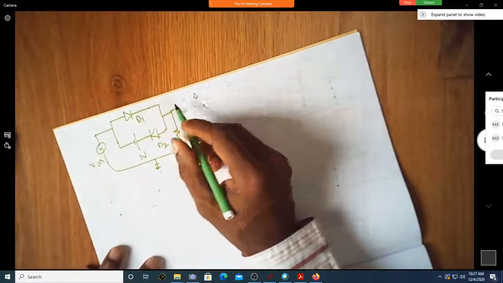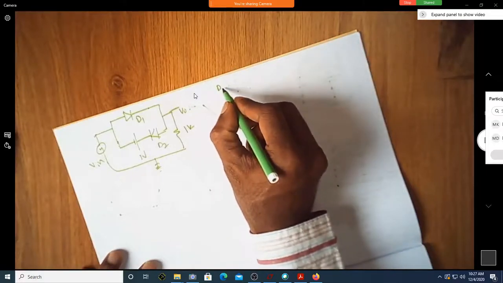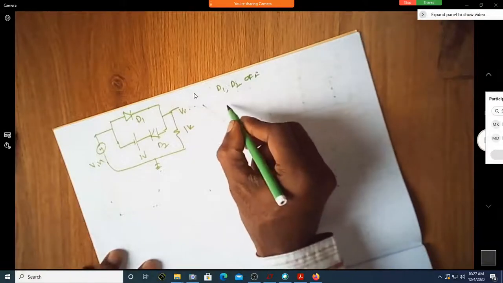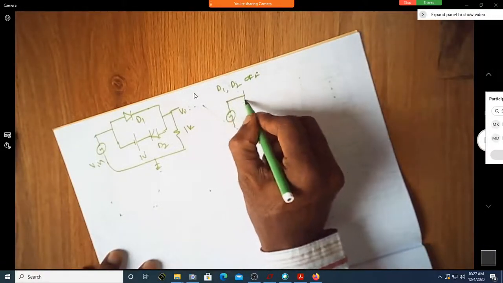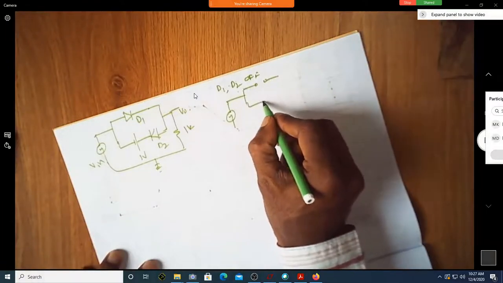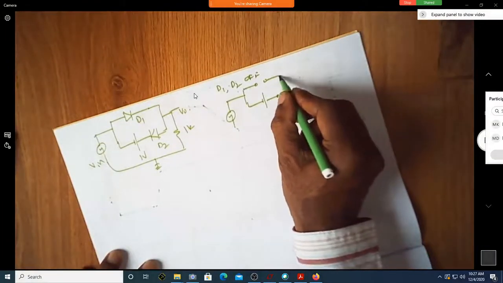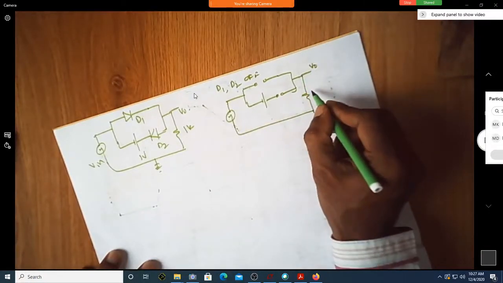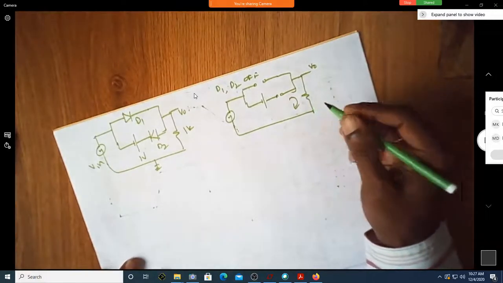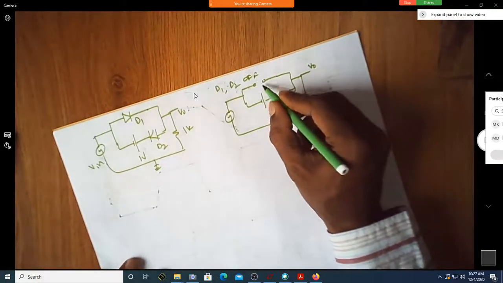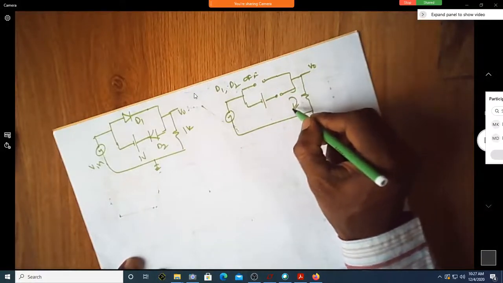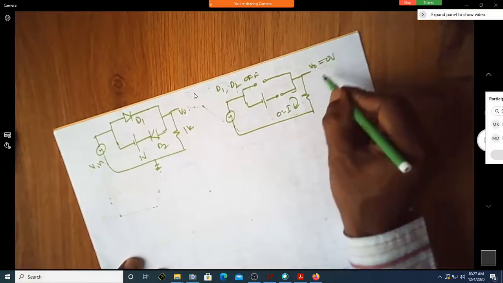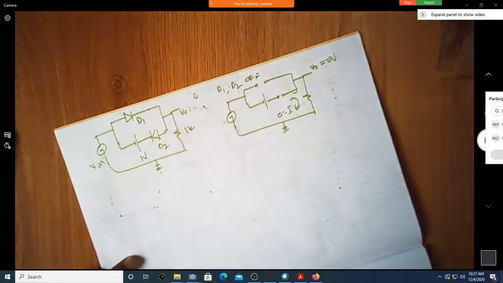Shall I write again 3 combinations, when both D1, D2 are off? D1, D2 off. If both are off, how does it look? This is also open. This is also open. What is the current that is flowing now? Because both the diodes are off, the current is I equal to 0. So there is no drop. V0 is equal to 0 volt. V0 is equal to 0 volt when both are off.